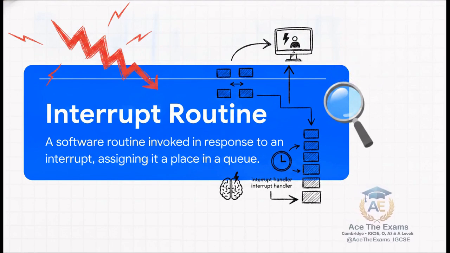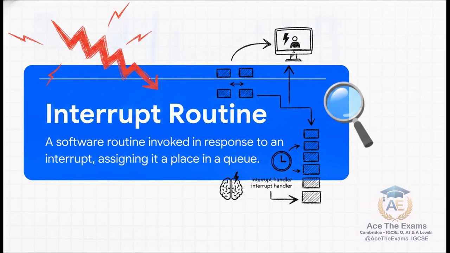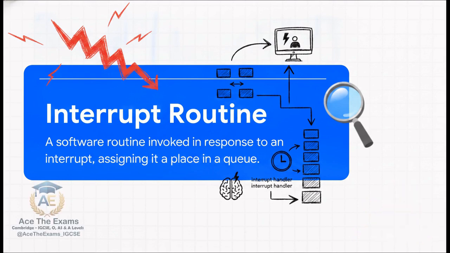When this signal fires off, it's caught by something called an interrupt handler, which then triggers an interrupt service routine. The OS literally hits pause on its current job, assigns the new interrupt a place in a priority queue, figures out how important it is, and deals with it. And honestly, the craziest part about all this?